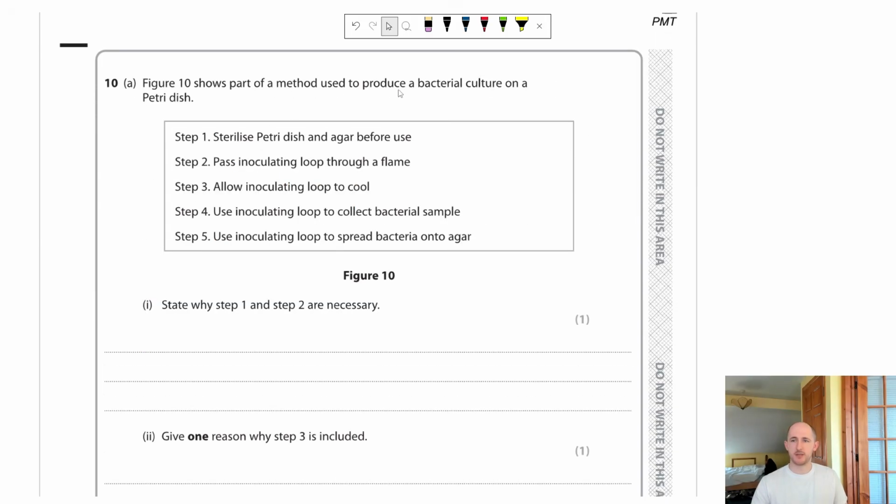This is part of a method used to produce a bacterial culture on a petri dish, and they're talking about why steps 1 and 2 are necessary. So sterilizing the dish and agar and passing the inoculating loop through a flame. It's simply to prevent contamination. So the idea is that if you have viruses or bacteria already on either the agar or the loop, then you're not going to get the exact bacteria that you want in this case. So yeah, killing microorganisms, preventing other microorganisms affecting results, etc.